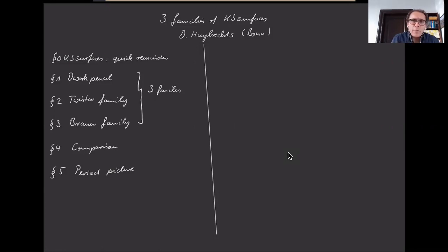So the aim of my talk is modest. I will just discuss three families of K3 surfaces and compare their properties. So we could start with a K3 surface S, and the Fermat quartic in P3 given by the Fermat equation will be one prominent example.